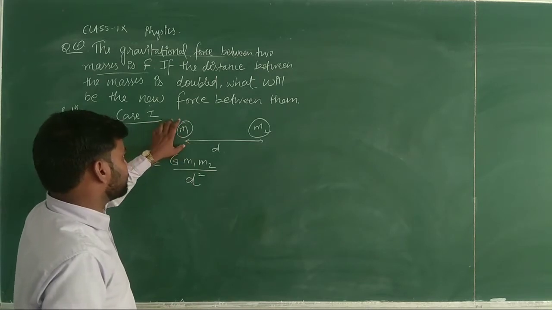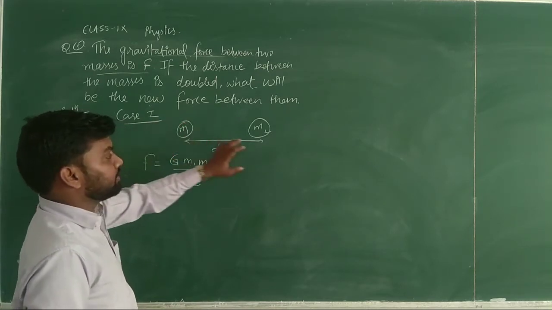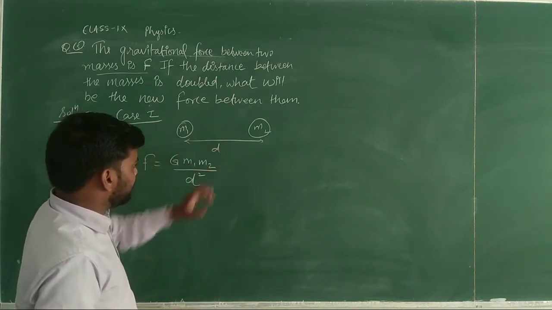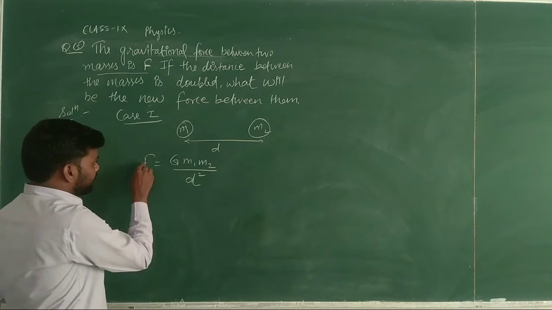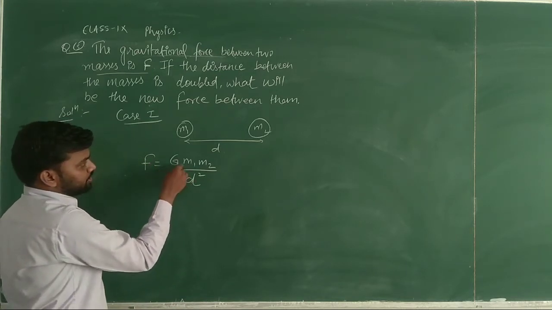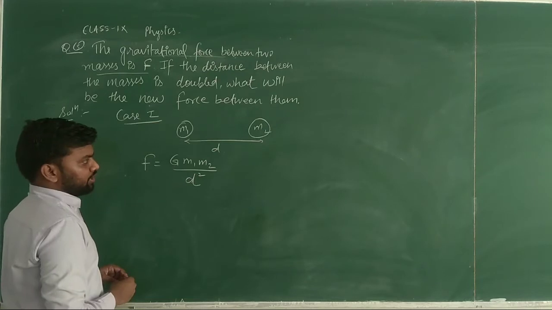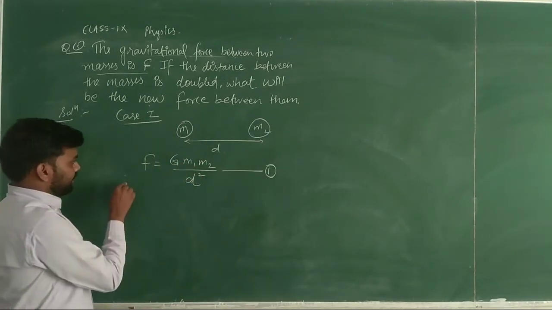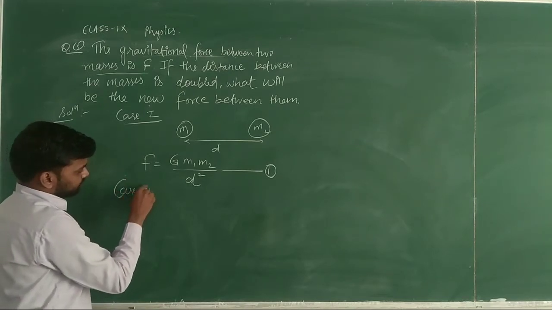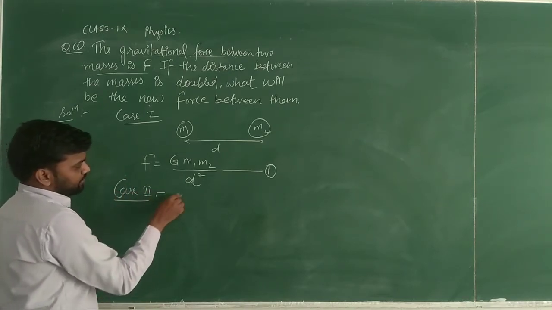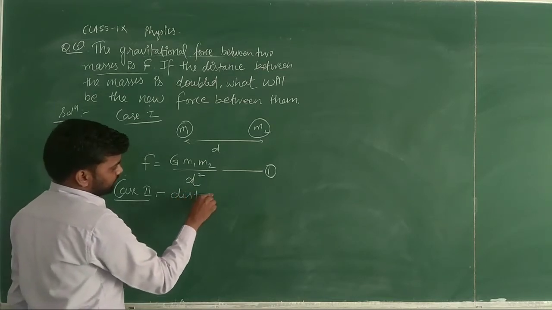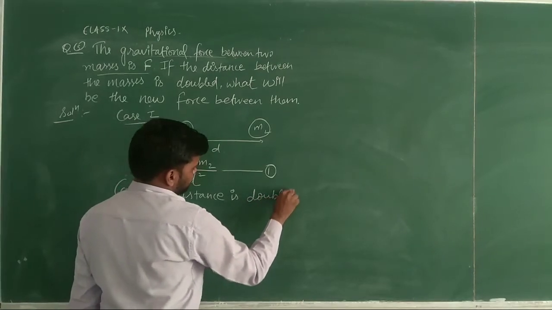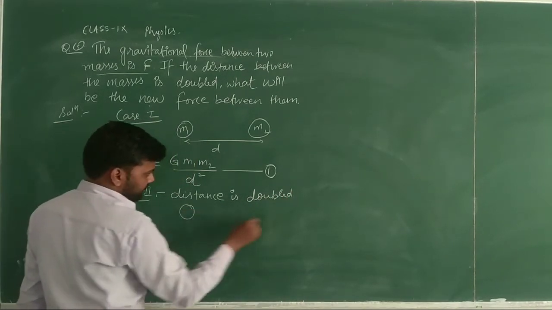We are taking the mass of the first object as m1 and the second object as m2, and the distance between these two objects is d. Now we are applying the formula, that is F will be equal to G m1 m2 upon d square. It will be known as equation 1 in this case. Now case 2, when the distance is doubled, the masses will be the same.